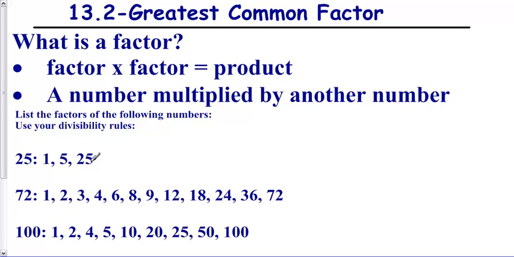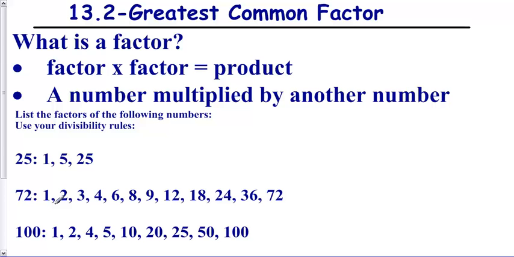So 1 times 25. Well, is 2? No, I go back to my divisibility rules. Do I need to mess with the even numbers? Nope, because 25 is odd. 2 plus 5 is 7, so 3 doesn't work. 5. 5 times 5 is 25. Now, I only listed 5 once here because I didn't need to list it twice, because it's the same number. So 25 has 3 different factors: 1, 5, and 25.